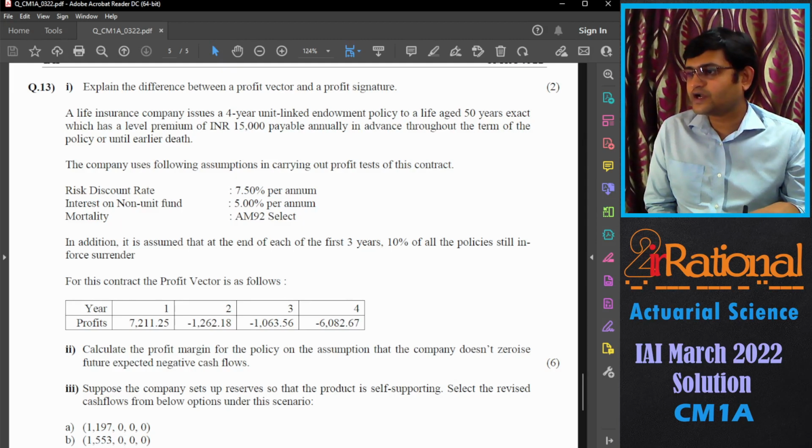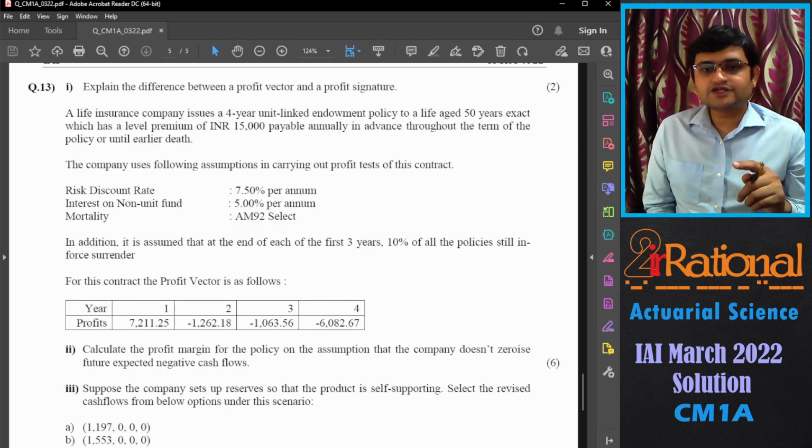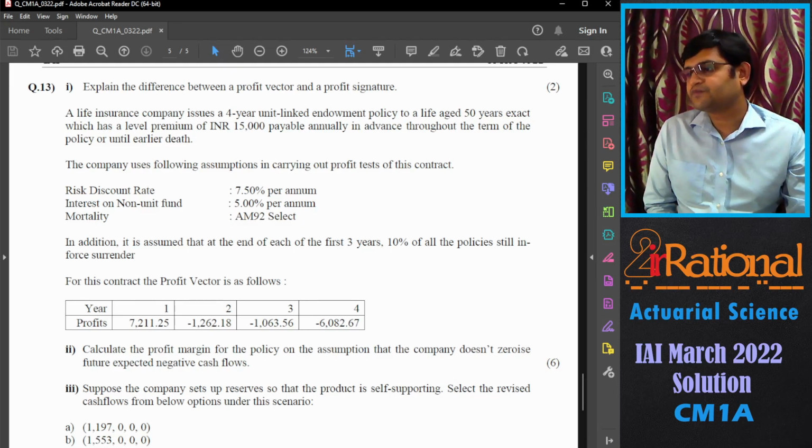Risk discount rate, interest on the non-unit fund and mortality is given to us. In addition, it is assumed that at the end of each of the first 3 years, 10% of all the policies still in force surrender. So surrender is possible only at the end of the year. We do not have multiple decrements, only death decrement works throughout the year, and surrender is possible only at the end of the year. For this contract, the profit vector is as follows.